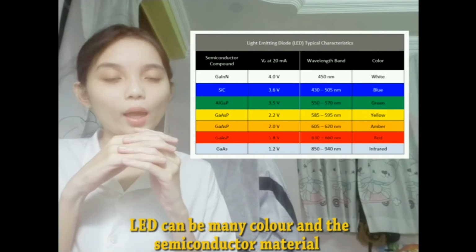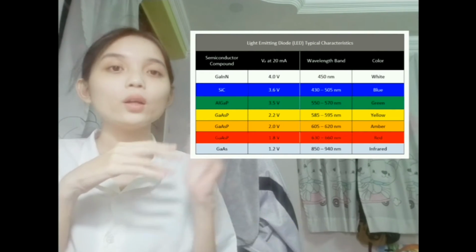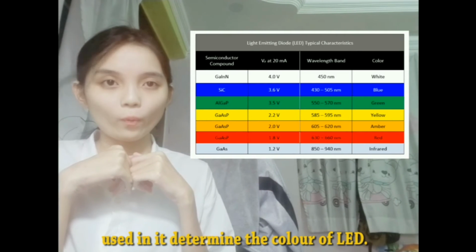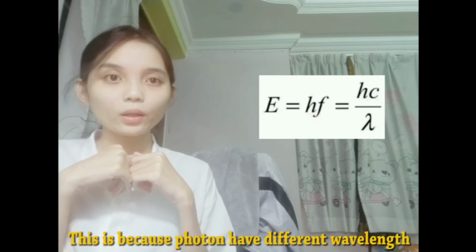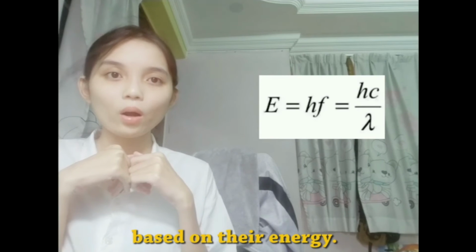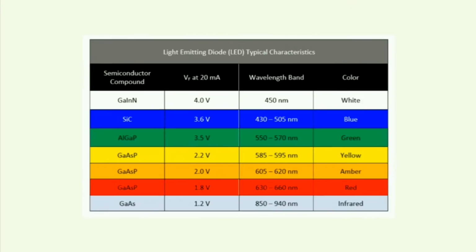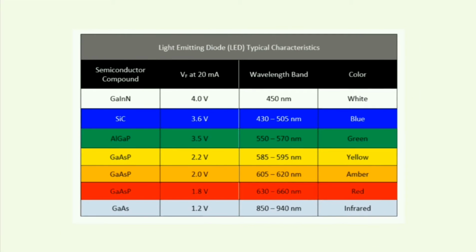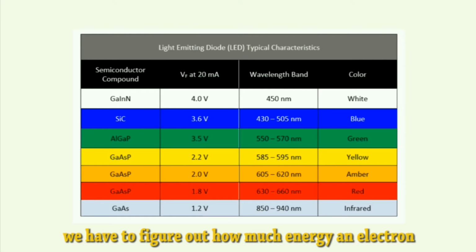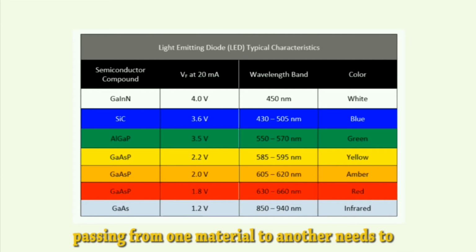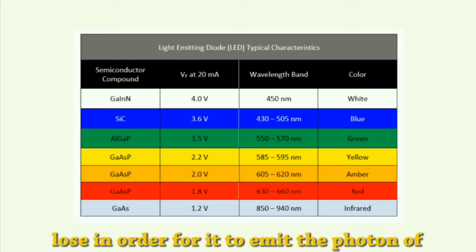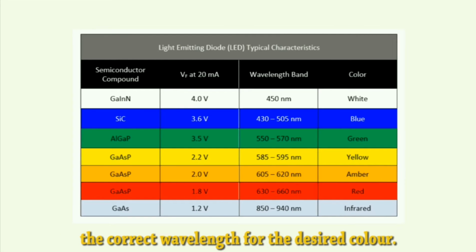LEDs can be many colors, and the semiconductor material used in them determines the color of the LED. This is because photons have different wavelengths based on their energy. So, to achieve different colors, we have to figure out how much energy an electron passing from one material to another needs to lose in order for it to emit a photon of the correct wavelength for the desired color.